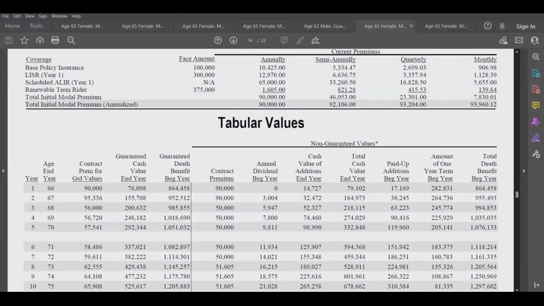You receive an illustration based on the state you reside, and here's the tabular values. So, what do we have here? Contract premium.